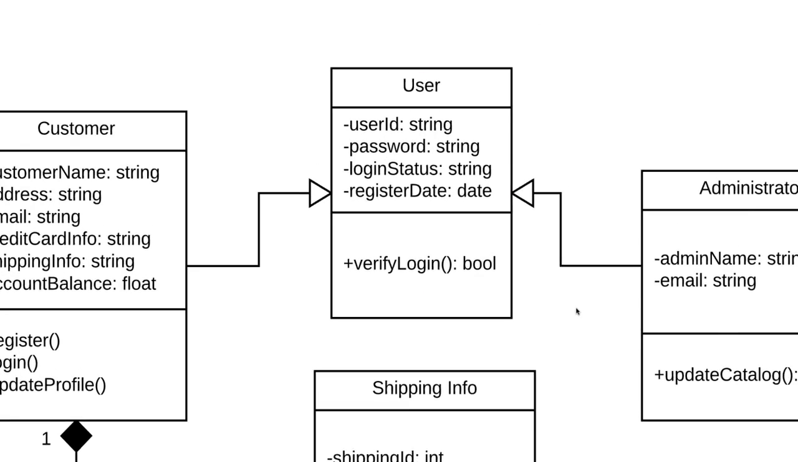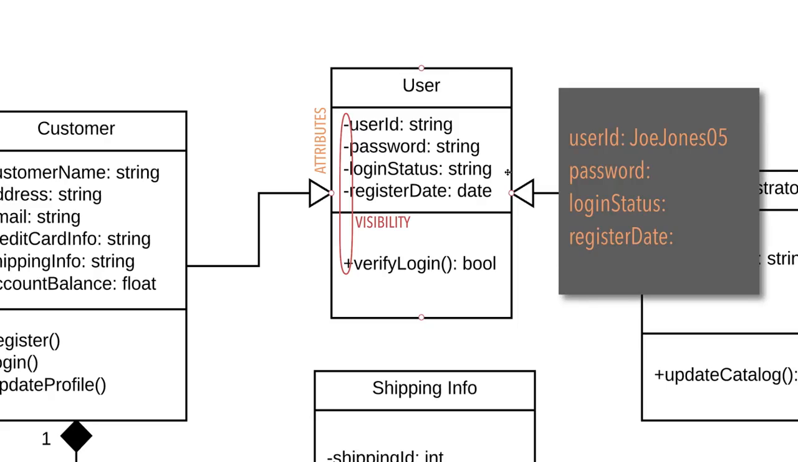We'll start with the user class. It's got attributes for user ID, password, login status, and register date. You've got the different return types on the right, and on the left, visibility, which are set to private. You can see how the values returned by these attributes would specifically describe an instance of the user class.